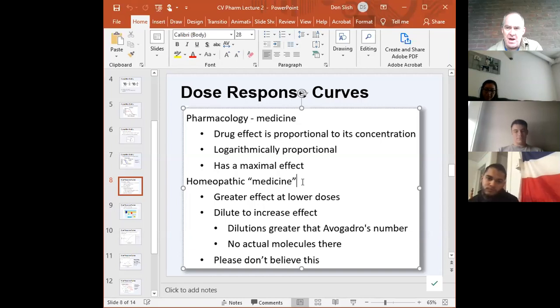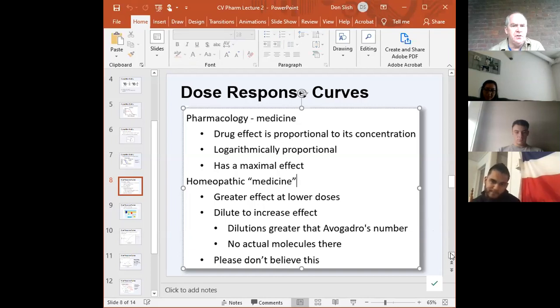So homeopathic, I like to stress this, homeopathic medicines don't work. At least not for the reason they say they do. There may be a placebo effect, but there's no real effect of homeopathic medicines. Okay, get off my high horse.